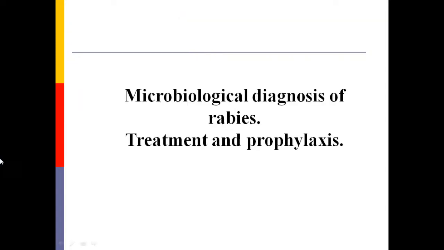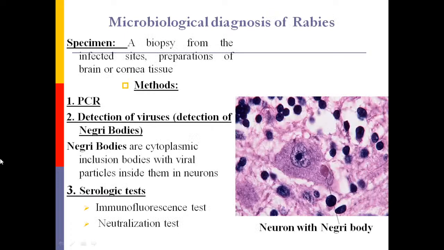Microbiological diagnosis of rabies, treatment and prophylaxis. Specimen. A specimen includes collection of nervous tissues where viruses are present. It's a biopsy from infected sites at the bite, because we know that the virus multiplies at the site of biting, and preparations of brain or cornea tissue.